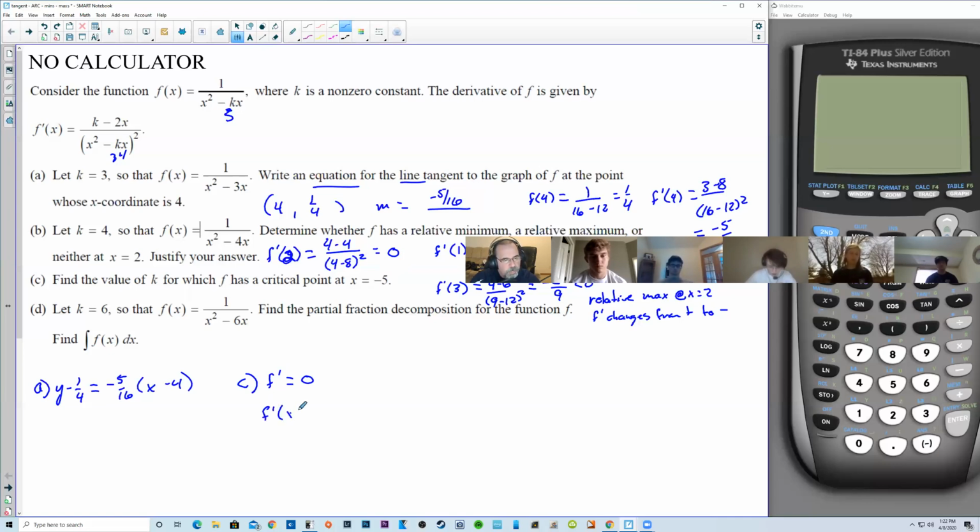So f prime of x is equal to some k minus 2 times -5, because the x is -5 here, over 25 minus k times -5. It doesn't even really matter here, just as long as the value that I find doesn't make the bottom 0. I don't even really care about the denominator. I just need the numerator to be 0. So 0 is equal to k plus 10. So k is negative 10. And if I put a negative 10 down there, that's not going to make the denominator 0. So we're good.